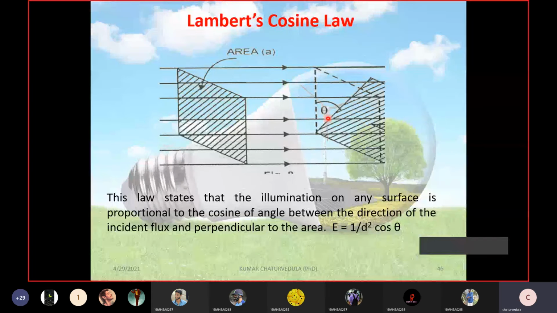In case of the inverse square law, it is I by d square. In the earlier case, all the surfaces were in parallel planes, but in all cases that may not be the same. So if your surface is inclined at an angle, how do we calculate the illumination? For that purpose, we are using Lambert's cosine law. It states that the illumination on any surface is proportional to the cosine of the angle between the direction of incident flux and the perpendicular to the area. So E is equal to I by d square into cos theta.